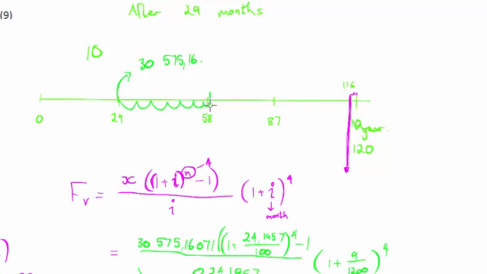So now you calculate that at this point he had 30,575.16 times interest at 9% for 29 months. Now you get the value at this point. Now you give it interest again for 29 months, and you get the answer here. Now you just do it again for 29 months and you get the answer at this point. And now it just gets 4 months of interest and then you get the answer there.